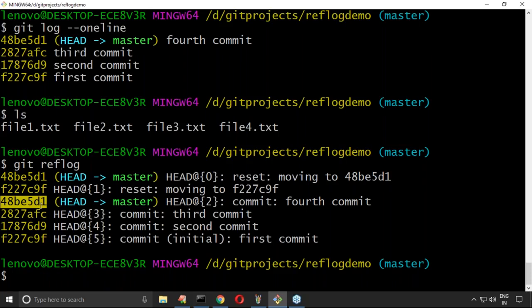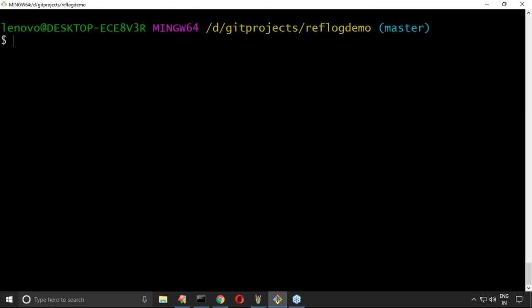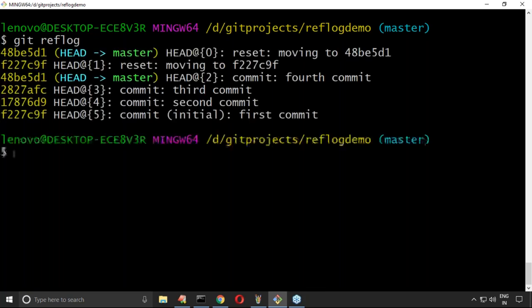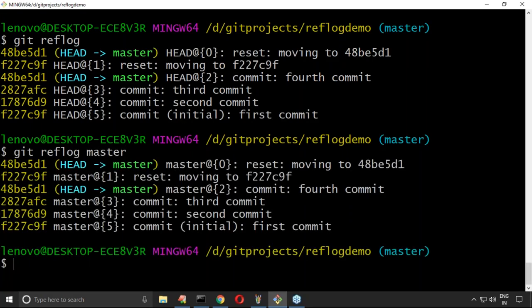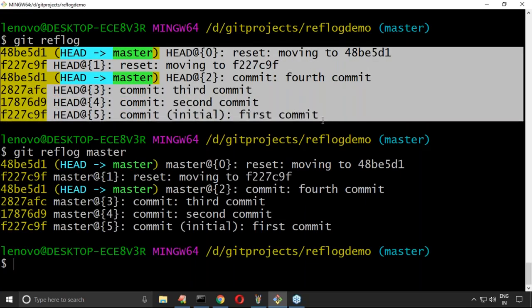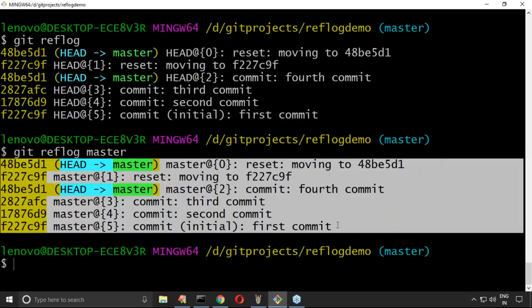Okay, well, now just have a look once, sir. How many branches are there with me? Git reflog. Only one branch is there. That's why git reflog master, if I take it, sir, are you seeing both the things are same? Because only one branch is there, that's why both the things are same.